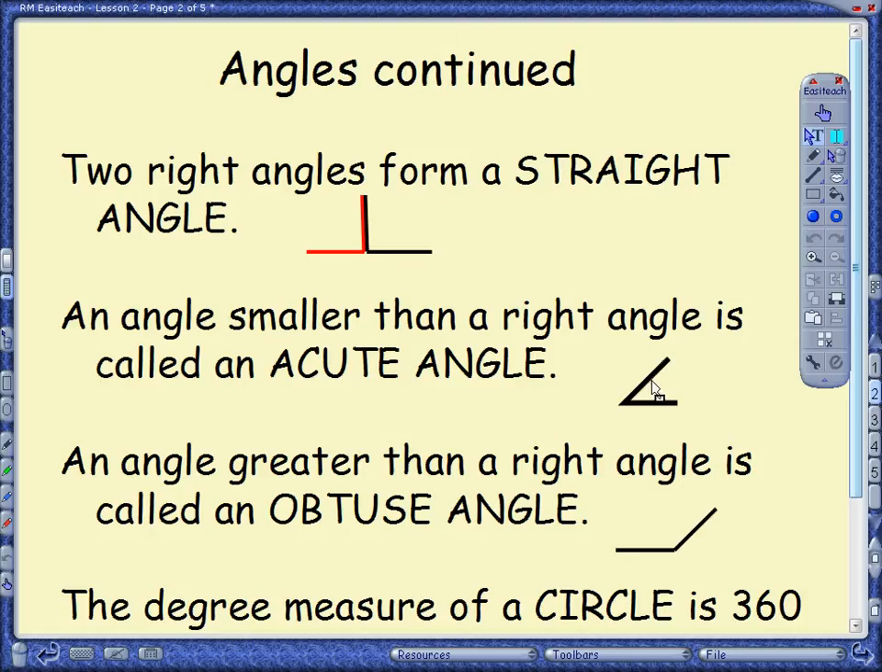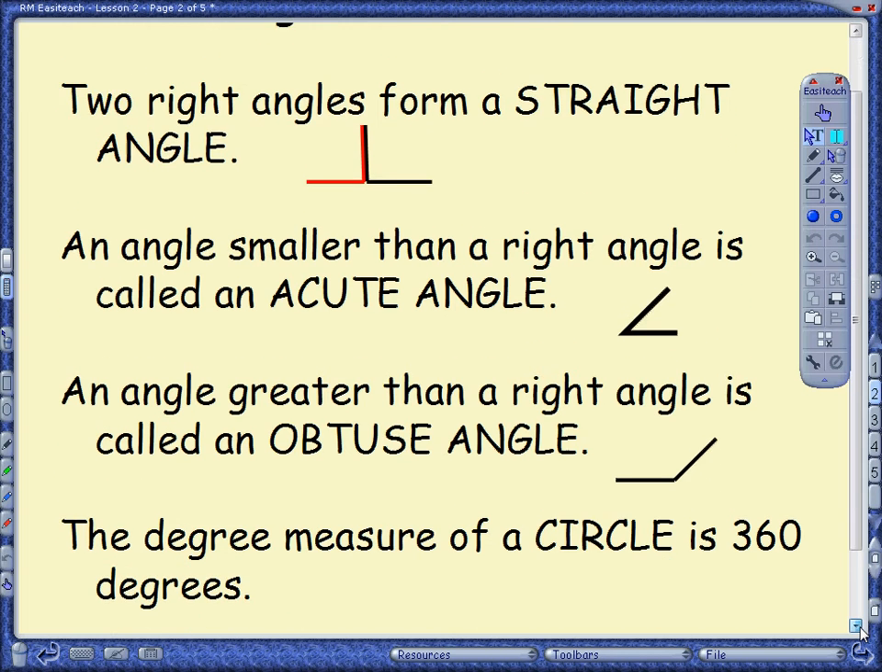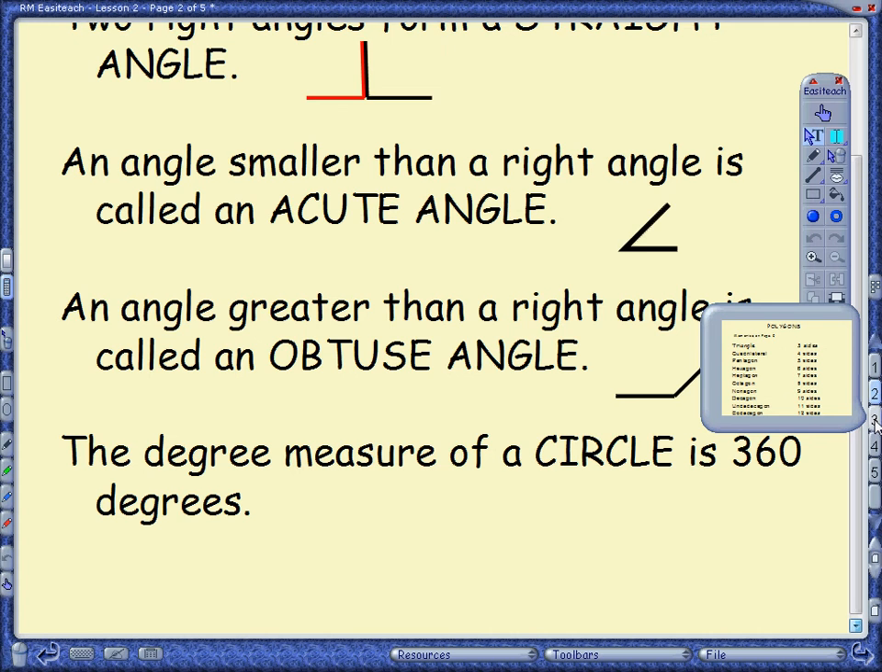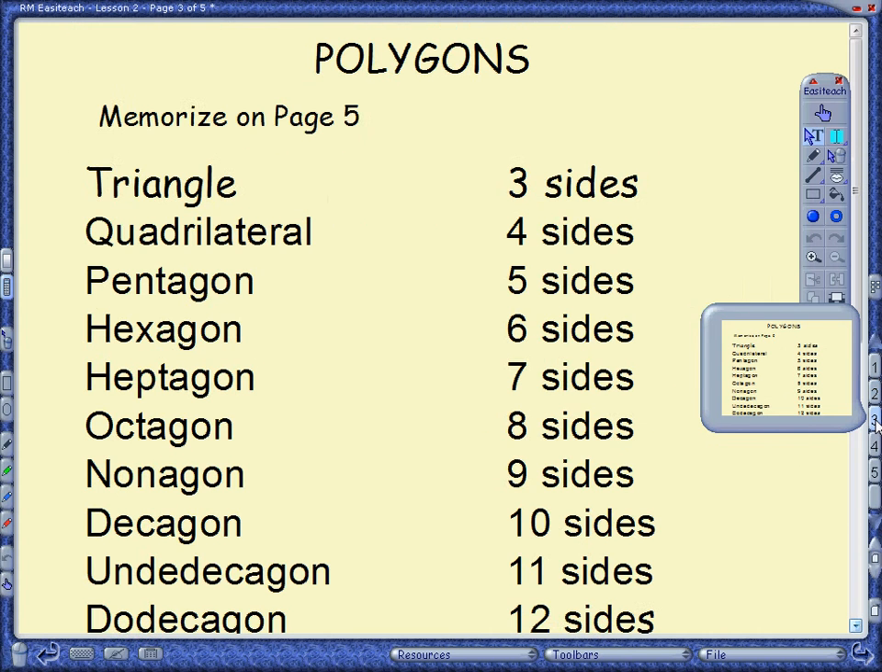This is an acute angle. It's less than 90 degrees. An angle greater than a right angle is called an obtuse angle. You can see this has more degrees than this one does. It's greater. And the degree measure of a circle is 360 degrees.